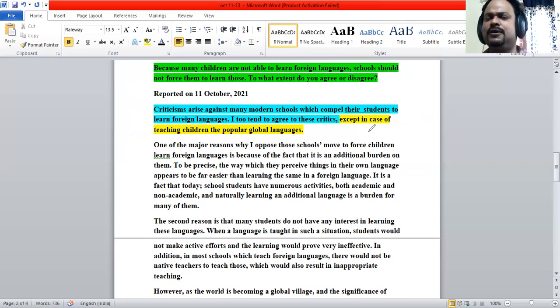See, for example, if you want to go to some particular remote area and you are planning to live there for the rest of your life, if you want to learn that particular language, it is not mandatory for you to learn it at school. You can learn it later. But when it comes to a global language like English or Mandarin or French, it becomes mandatory. Many schools compel students. They force students to learn these things.